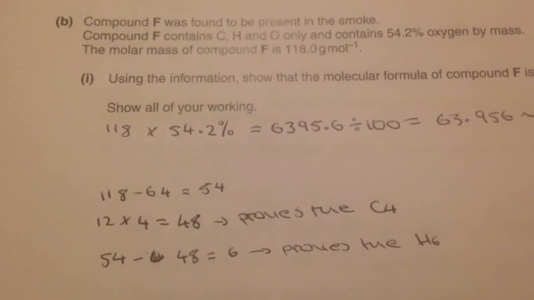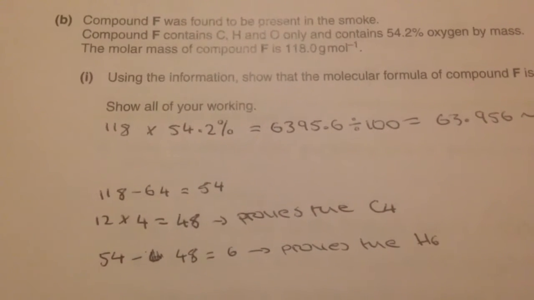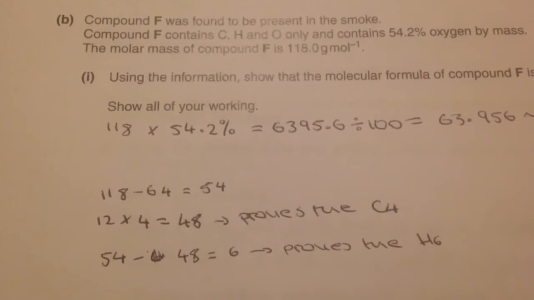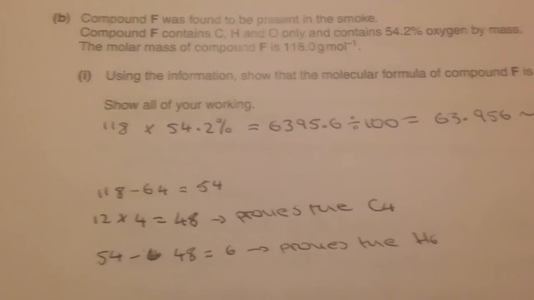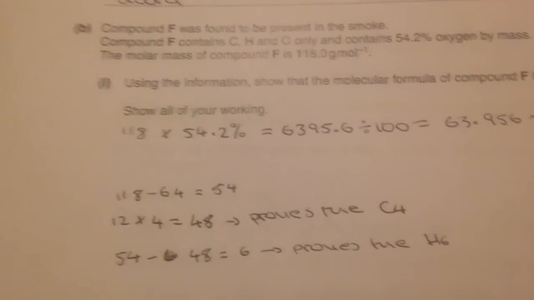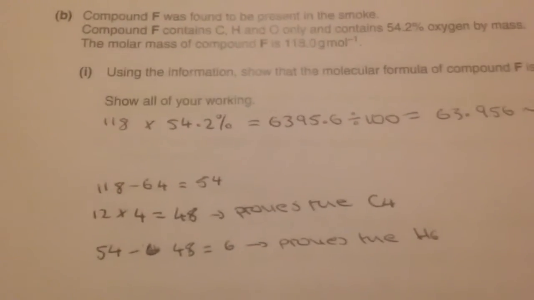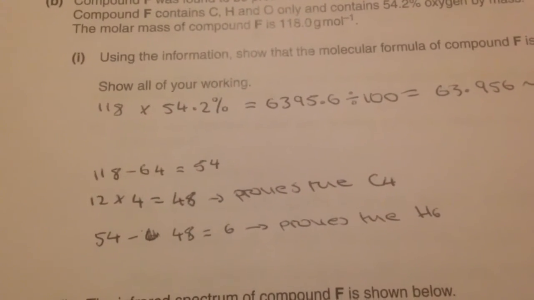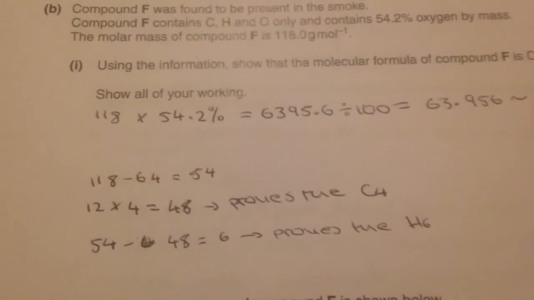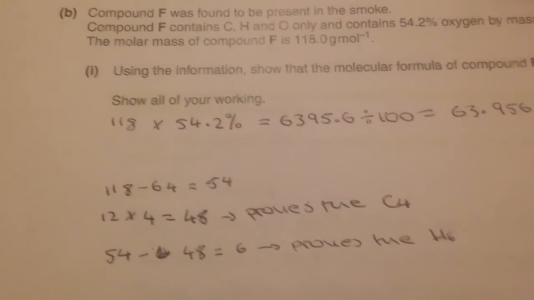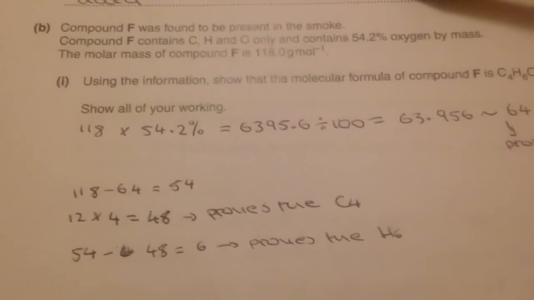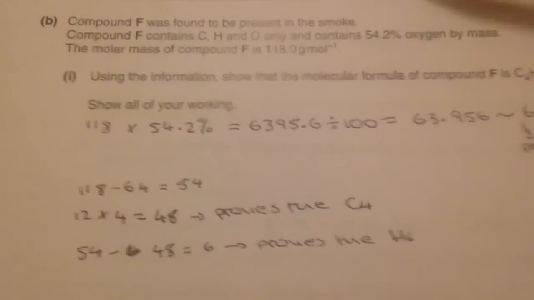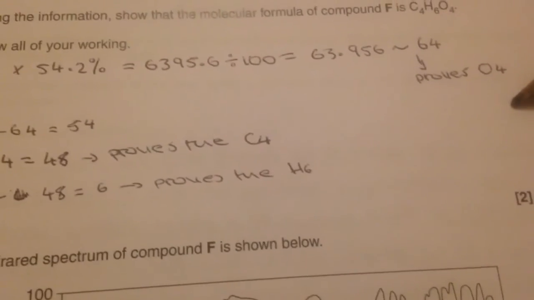Part B of question 5 says that compound F contains carbon, hydrogen, and oxygen only, and contains 54.2% oxygen by mass. The molar mass of compound F is 118 g per mole. Show all your working. To answer this question, I times 118 times 54.2 to get 6395.6 and divide this by 100 to give you 63.956 and round it up to 64, and that proves the number of oxygens.